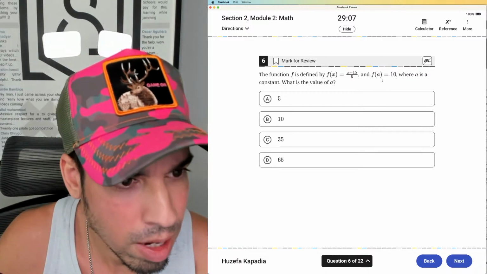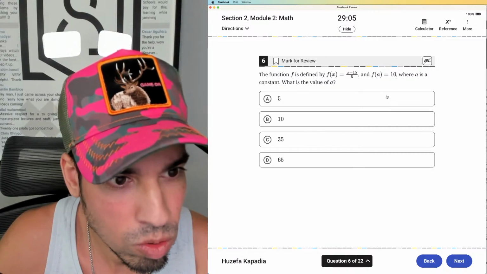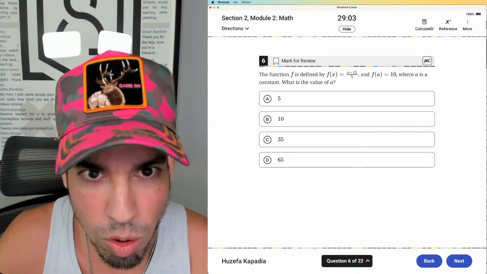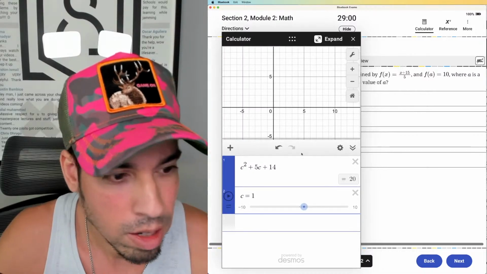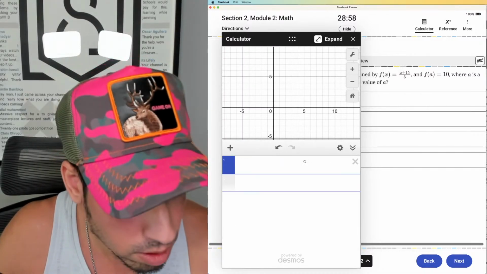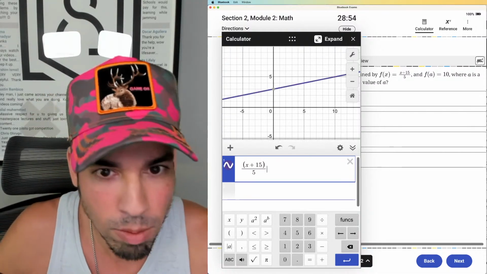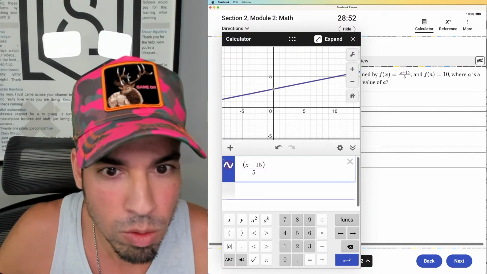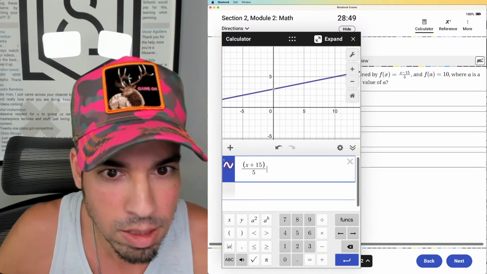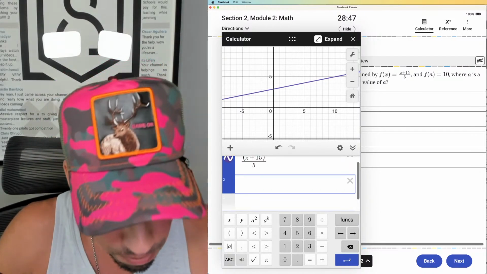Next. f of a is 10, where a is a constant. What is the value of a? Can we do this? Yeah, we can totally do this in Desmos. Watch this. We've got the function (x plus 15) over 5, and we're trying to find what value of x, or a, is going to give me a function value of 10.